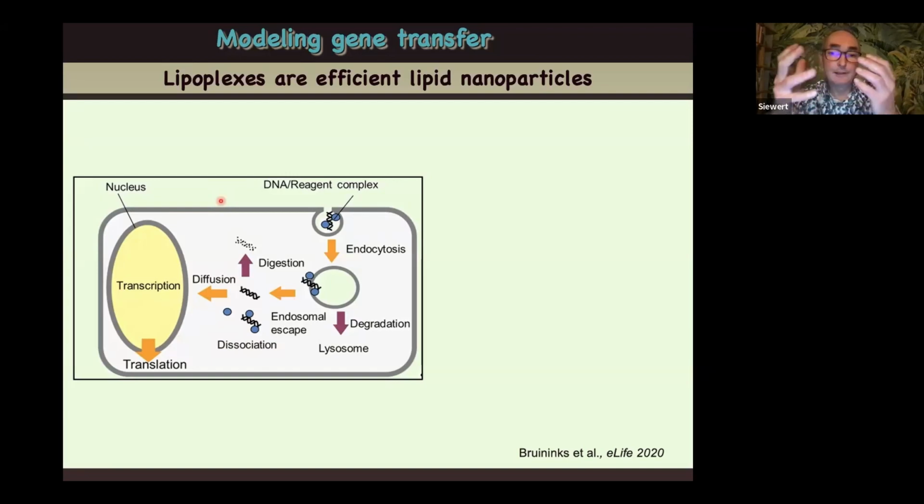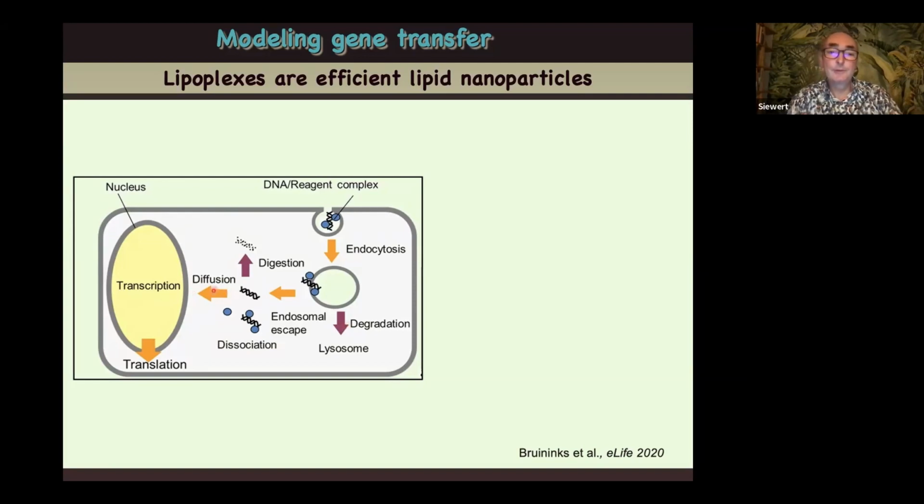And these are being endocytosed. They are taken up by the cell, and then these nanoparticles end up in an endosome. And actually there they are being trapped, and if they don't escape from the endosome, eventually they will be degraded, and then you lose your cargo. Then if you transfer genes this way, your genes are lost.